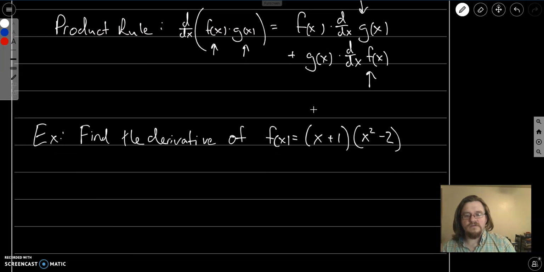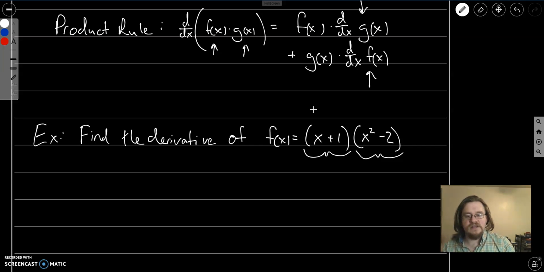So let's find the derivative of this function, which is going to be x plus 1 times x squared minus 2. And what we'll see is that this is kind of like its own little function on the inside, and this guy is like its own little function, and we are multiplying them together. So f of x is kind of like two functions being multiplied together, this little guy and this little guy. So what I'll do is I will take the product rule and I'll apply it here by taking the derivative of both of these guys and then combining everything at the end.